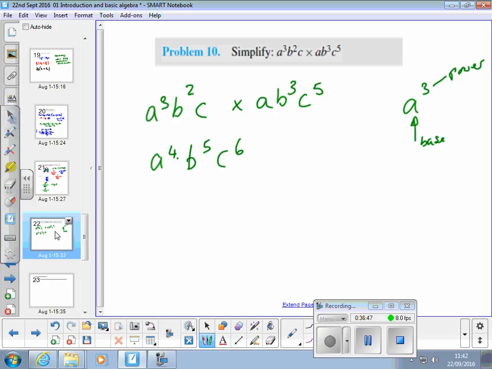And if we wanted to check, we could say a equals 1, b equals 2, c equals 3, and use those numbers in our calculator to do those two expressions, and they should equal the same number. So if you're ever unsure, plug some numbers in.